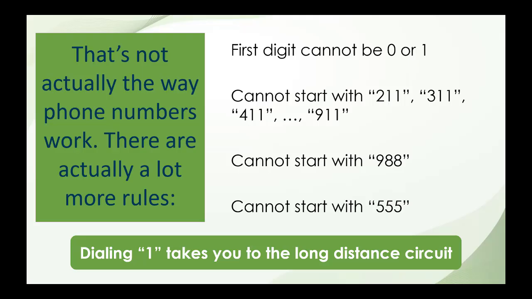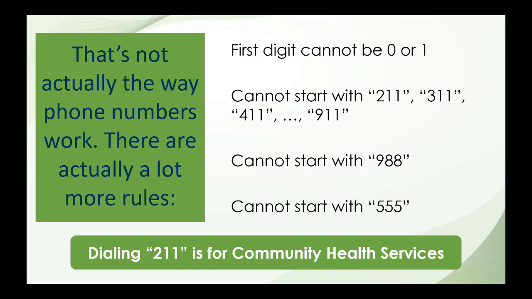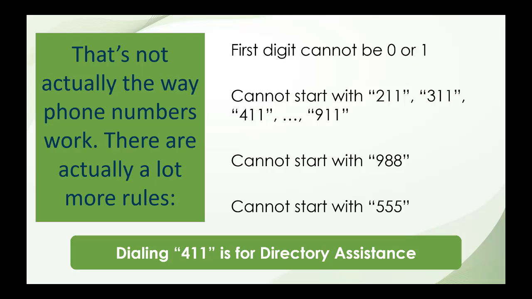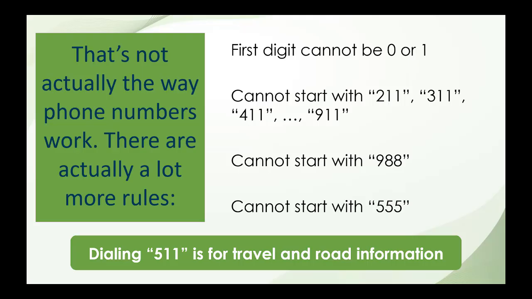Then what about these 3 number combinations? Well, 211 is for community health services. 311 is for city municipal services, things like garbage collection, sewer line problems, those sorts of things. You could dial 311 for help. 411 is for directory assistance. It's information. So if you dialed 411, they could help you locate telephone numbers, area codes, all kinds of help like that. 511 is for travel and road information.